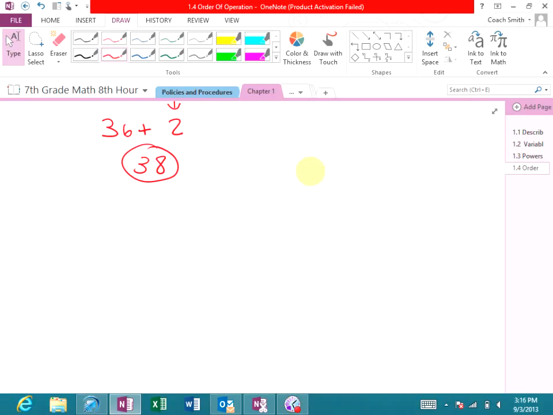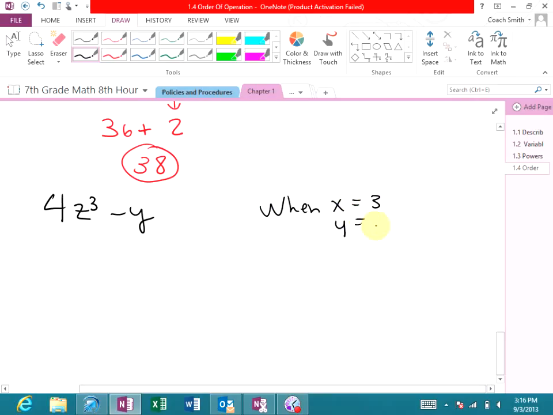All right, next one. Let's look at this one. 4z to the third minus y, hang on, when x equals 3, y equals 6, and z is equal to 2. There's not one in this problem, but there is in some of the other problems that we may do. These are the values for a certain set of problems.